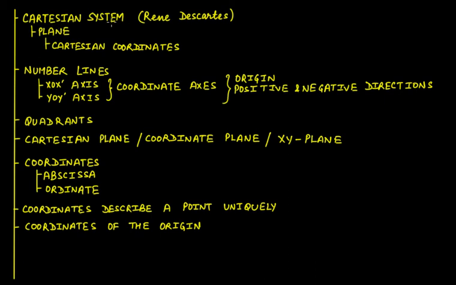Well, the Cartesian system is named after a popular mathematician, René Descartes. René Descartes gave us the method to tell the position of a point in a plane. So let's quickly discuss the plane. What do we mean by a plane?